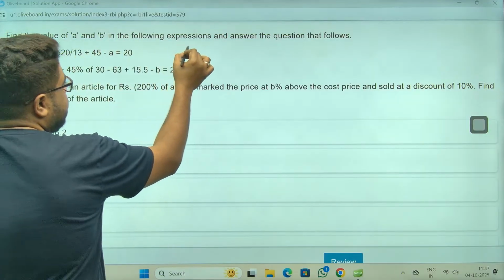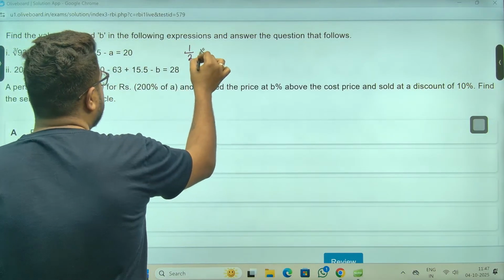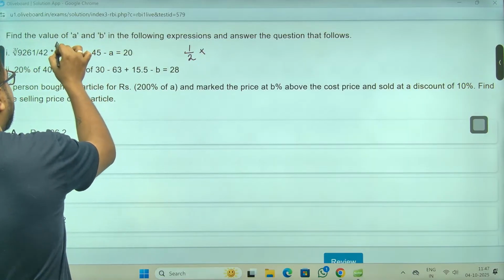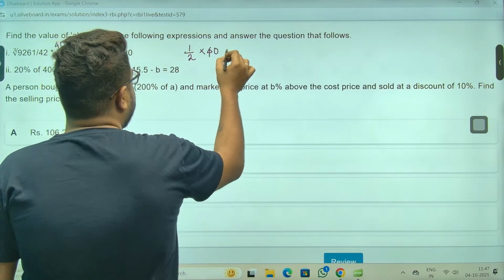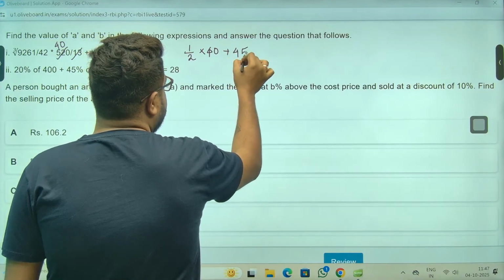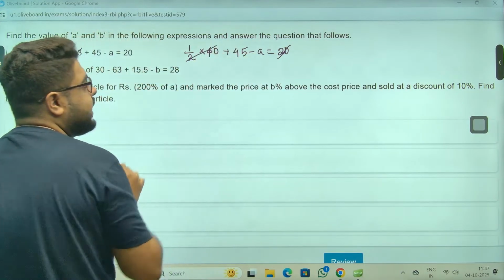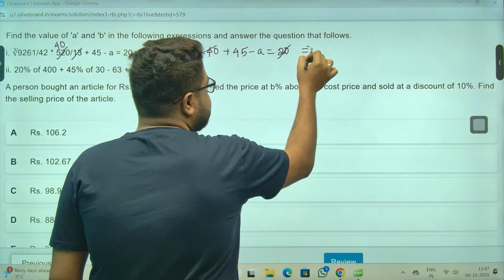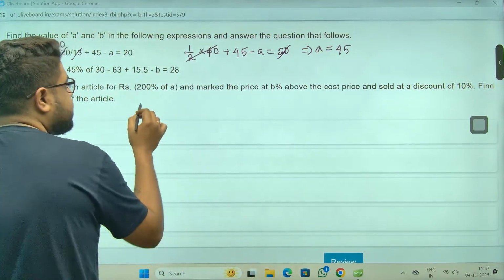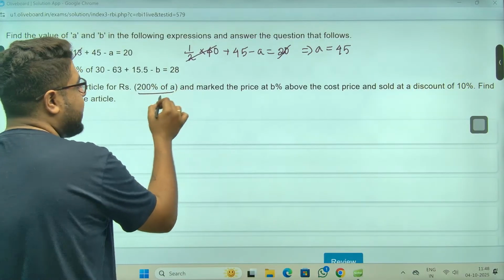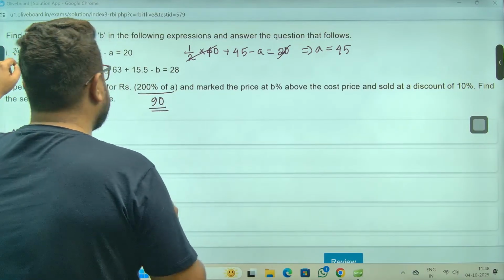21 by 42 means half, sir. Plus, sorry, into. This is 40, sir. 4 13s are 52. Plus 45 minus A is equal to 20. So this 20 and this 20 cancel, so A becomes 45. So 200% of A, meaning twice of A, meaning 90, sir. Done. First. Now second one, sir.